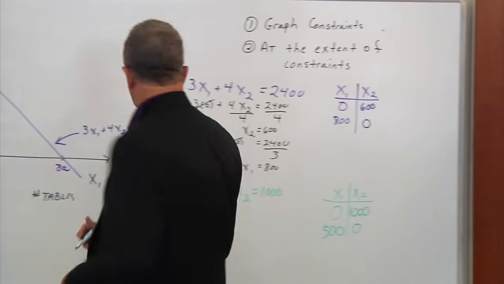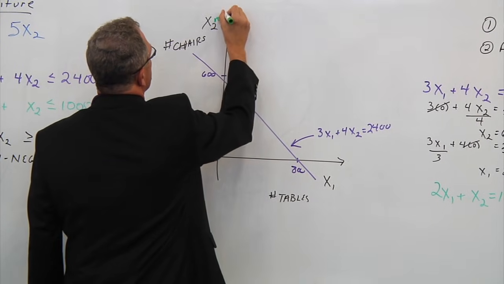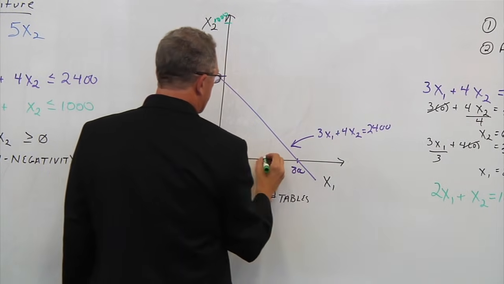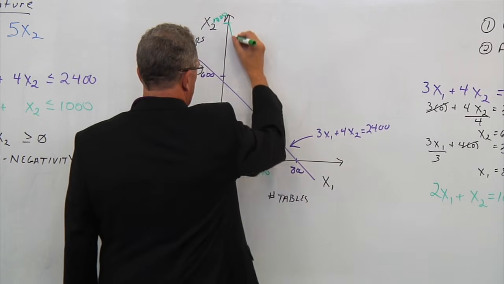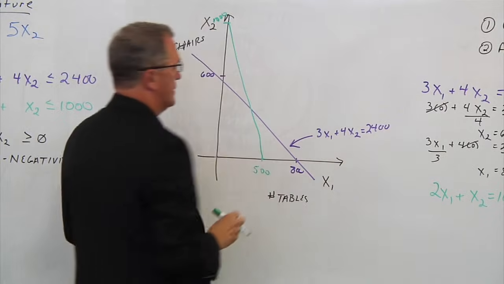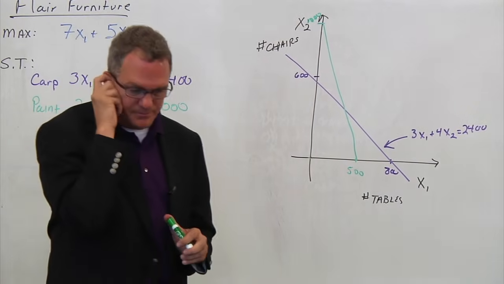Now I've got 2 points on my line. I come out here to 0, 1,000, 500, 0, and I go through and I've got my second constraint.